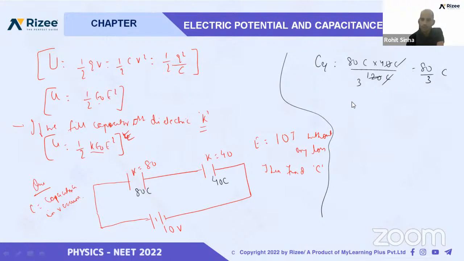Okay, good. C equivalent is this one, and it is given that the energy stored is 10 joule. So 10 is equal to half into (80 by 3)C into V square. Solve this and you will get the answer.